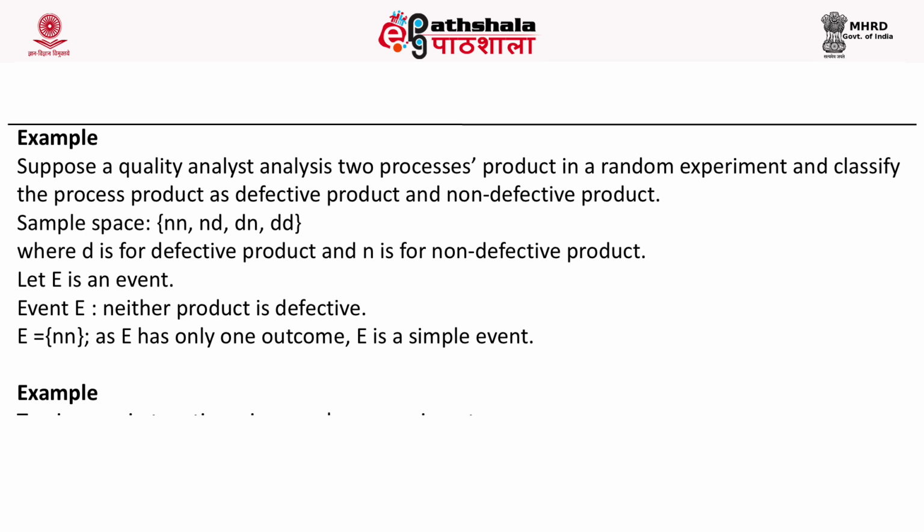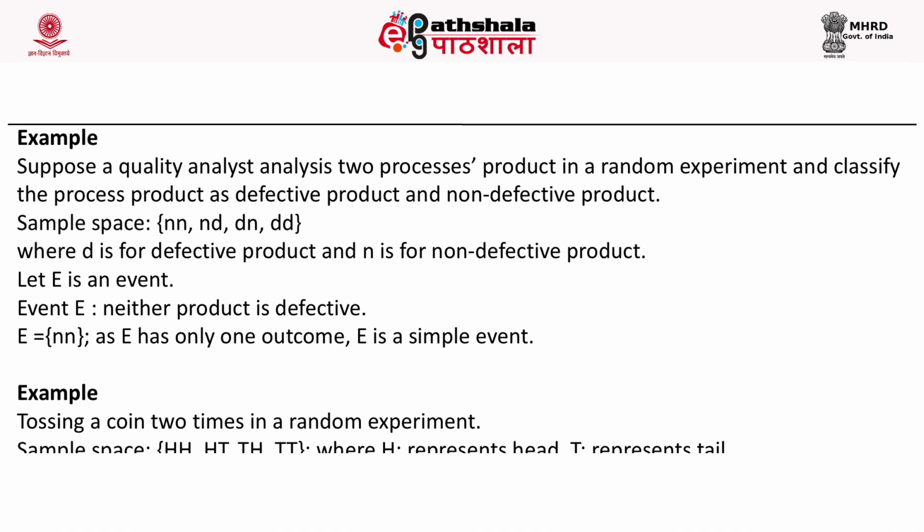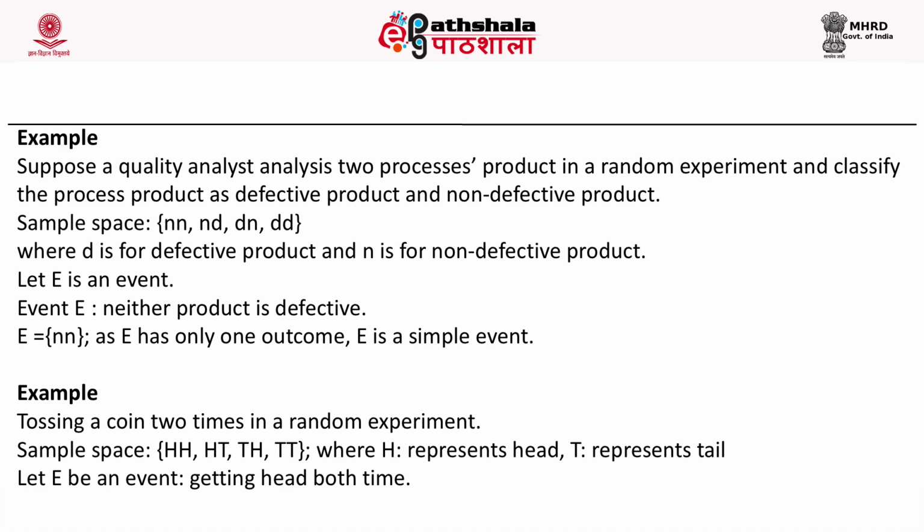Another example is tossing a coin 2 times in a random experiment. The sample space consists of HH, HT, TH, TT, where H represents head and T represents tail. Let E be the event of getting head both times. So E is equal to HH; there is only one possibility, that head occurs both times. So E has only one outcome, so E is a simple event.